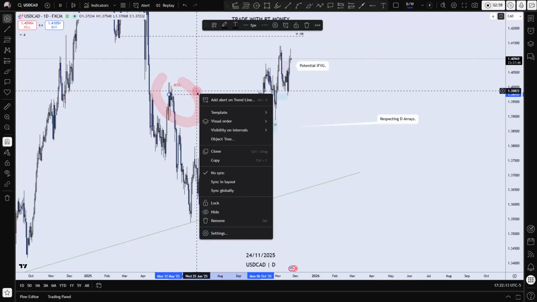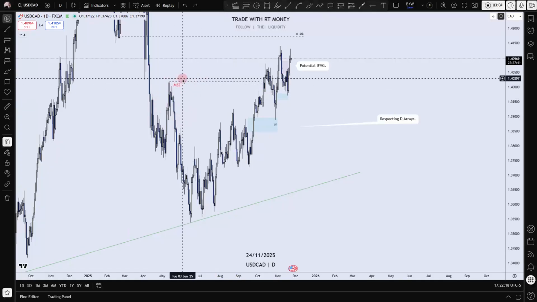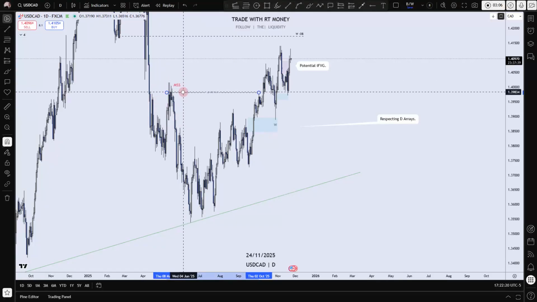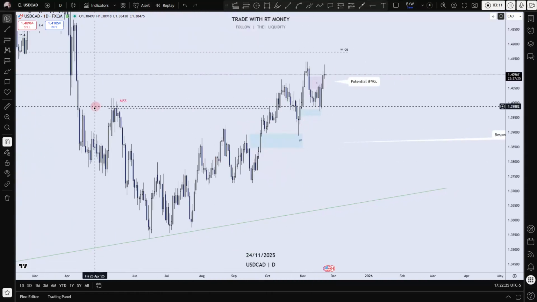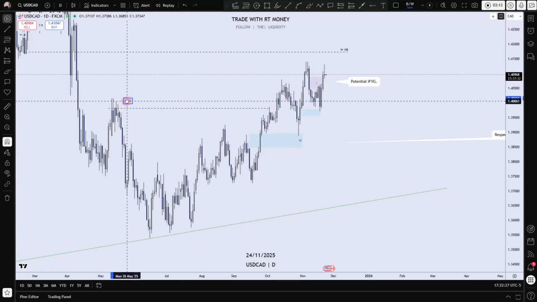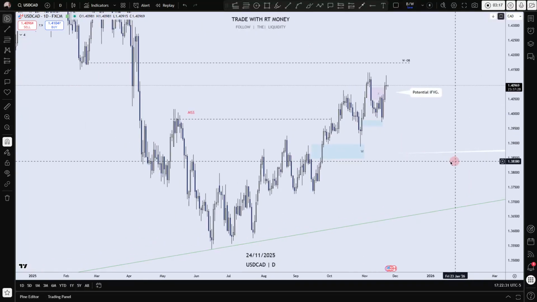Now, that market structure shift right here is a little low, where the opens and closes are. This is a market structure shift to the upside. This is a bullish indication. Now you see these little notes here.